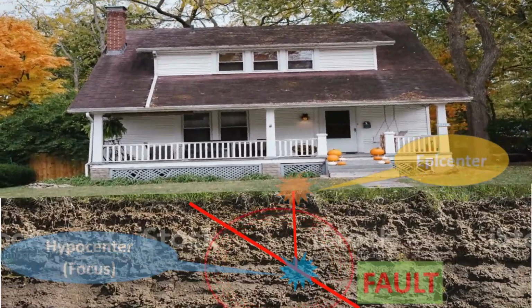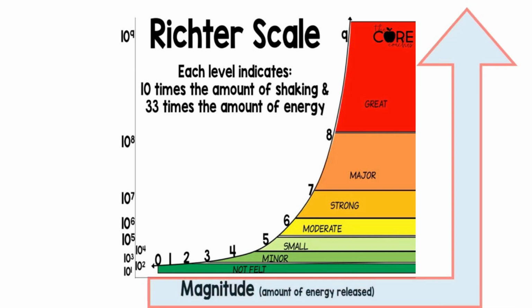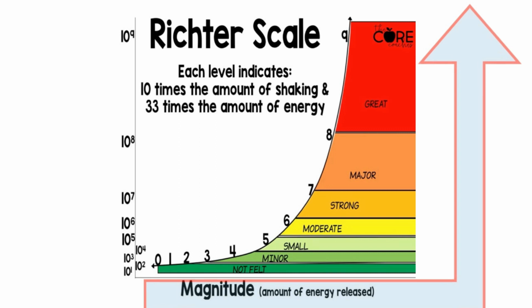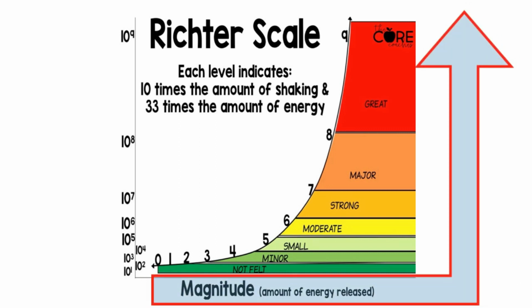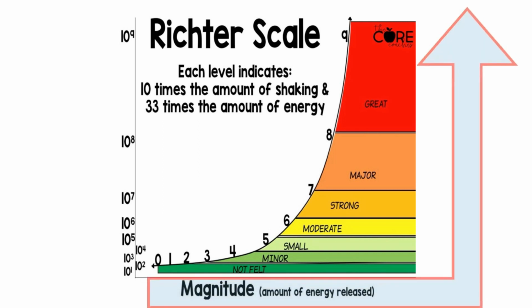Magnitude. The magnitude of an earthquake is a measurement of the amount of energy released by the event. The Richter scale, or the moment magnitude scale, is commonly used to measure it. Intensity of an earthquake is the measurement of the amount of shaking felt at a specific location. An intensity scale is commonly used to assess it.